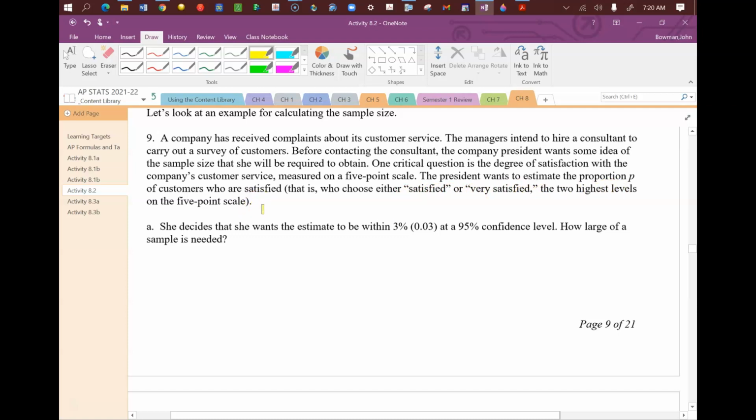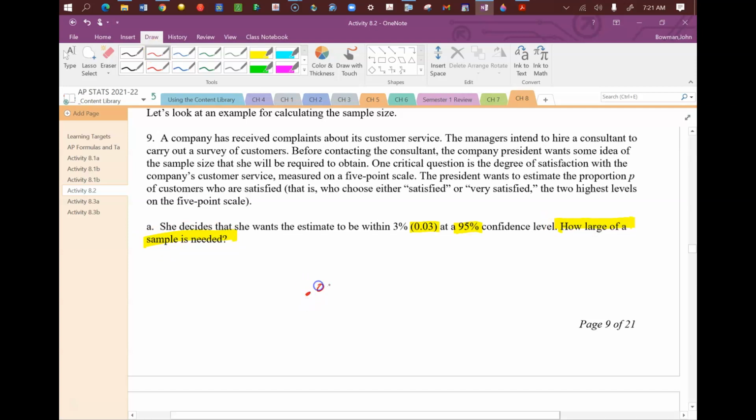So, as is typical with AP Stats free response questions and some multiple choice, there's a lot of information there, not all of it's necessary. In Part A, it says she decides she wants the estimate to be within 3% at the 95% level of confidence. How large of a sample is needed? So here's how you do this calculation.